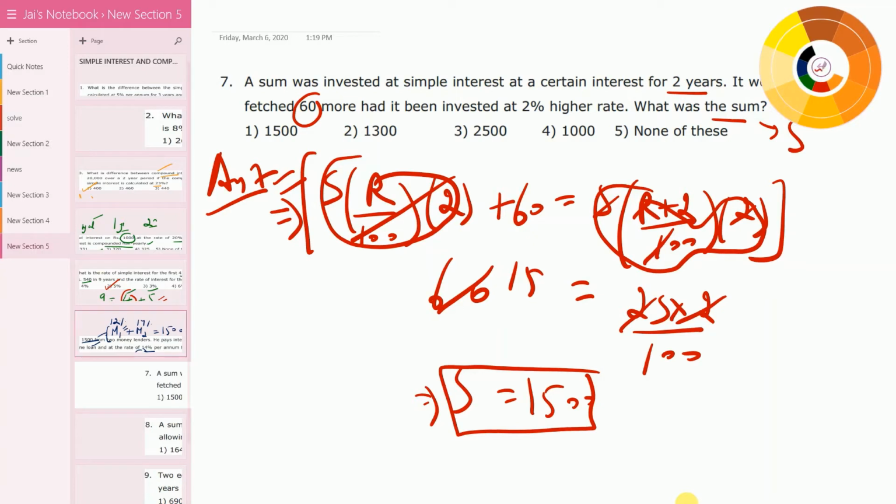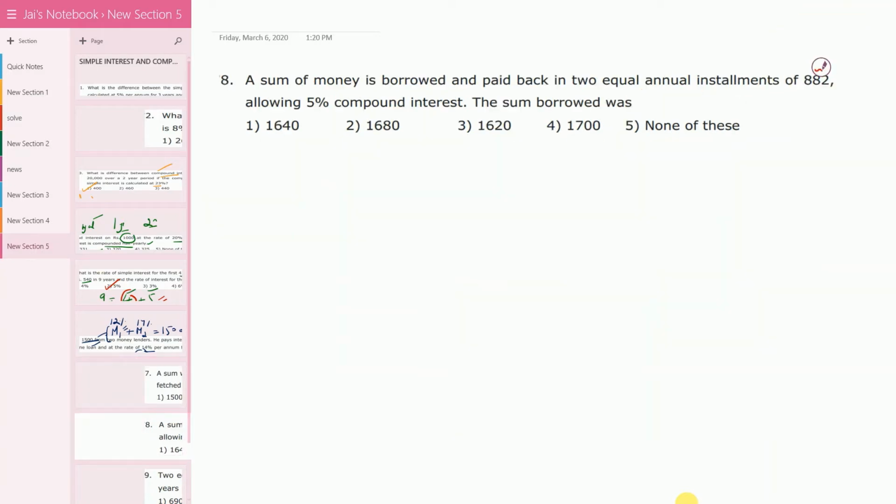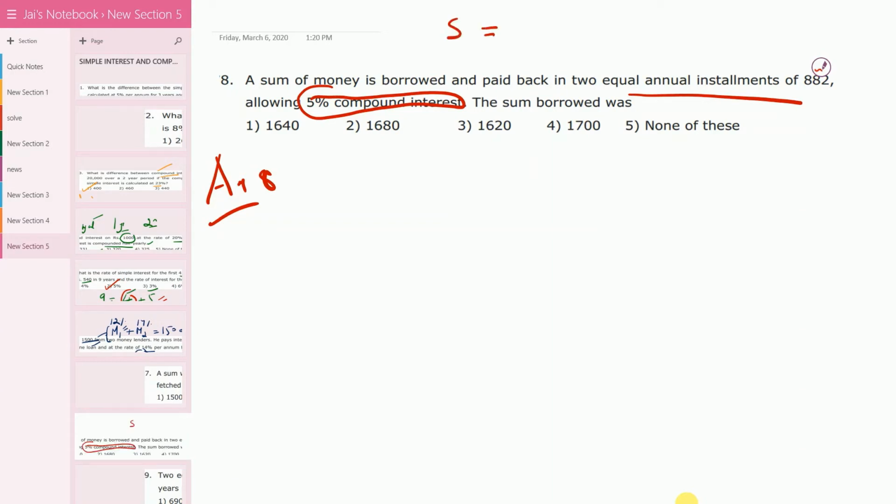Okay, now coming on to the next question. A sum of money is borrowed and paid back in two equal installments of 882, allowing 5% compound interest. The sum borrowed was? So let the sum be s and it is paid in equal installments. Let me write the installments as I1 and I2, and since they are equal, I1 is equal to I2 is equal to 882.